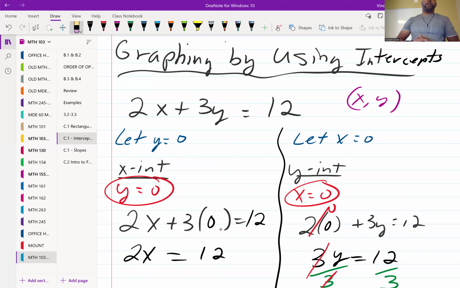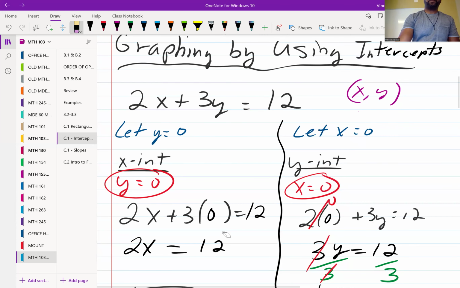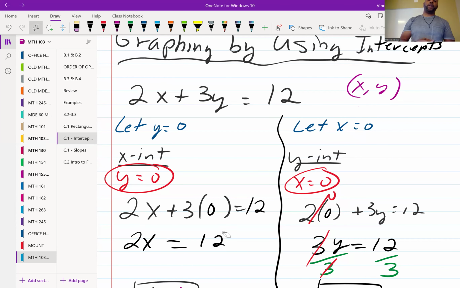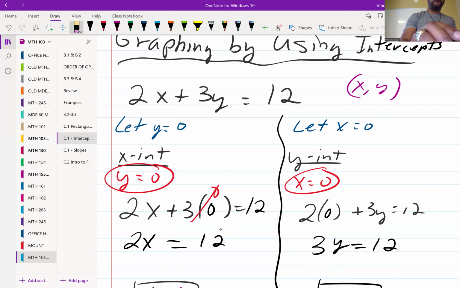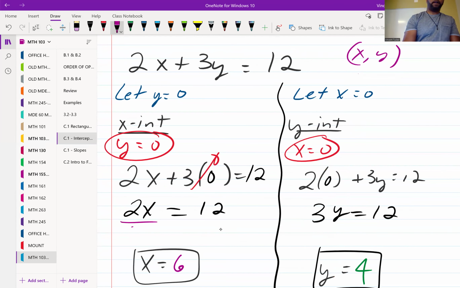If I decide I want to find my x-intercept first, then I'm going to start off by letting y be equal to 0. So notice we have 2x plus 3 times 0 equal to 12, because I let y be equal to 0. Then 3 times 0 is 0, that cancels for us. That leaves me with 2x equal to 12. Divide both sides by 2, and x is equal to 6.